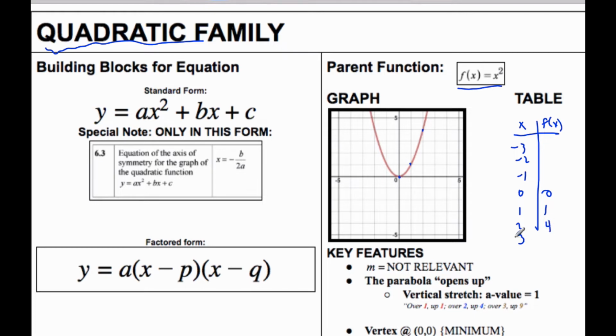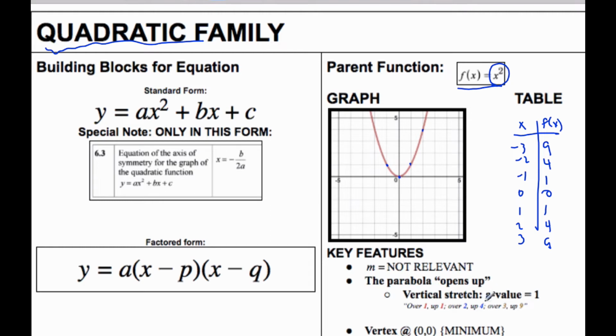So I take this x value and I square it when I put it in. Over 3, up 9, so on. And I go over -1, up 1, because -1 squared is +1. -2 squared, over 2, up 4. And that pattern is true for any quadratic that has an x squared in it.